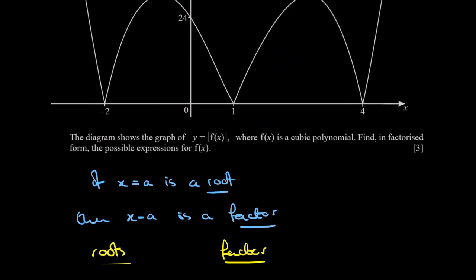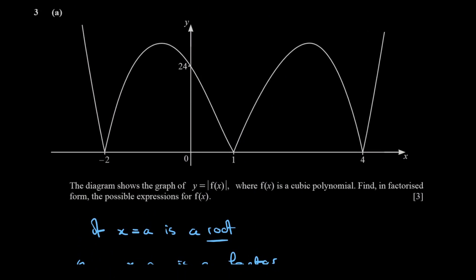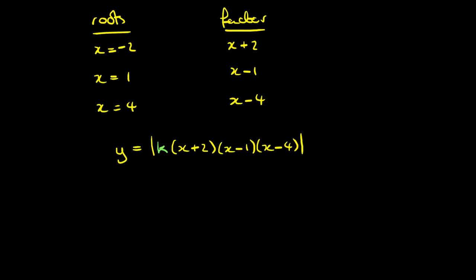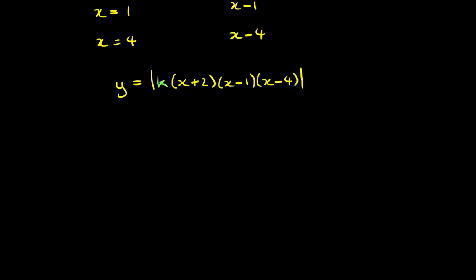Well, if we look at our graph, we also know the y-intercept. We know this point here. And that's the point where x is equal to 0 and y is equal to 24. So we can substitute that into our equation here. So when y is equal to 24, we know that x must be equal to 0. So we are going to have 0 plus 2, which is 2, 0 minus 1, which is -1, and 0 minus 4, which is -4. Okay, and we look inside that. We're going to have k, 2 times by -1 times by -4 is going to be +8. And that's going to be equal to 24.